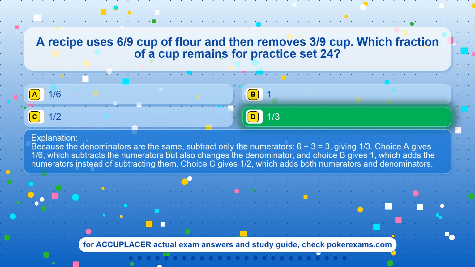Because the denominators are the same, subtract only the numerators. 6 minus 3 equals 3, giving 1/3. Choice A gives 1/6, which subtracts the numerators but also changes the denominator, and choice B gives 1, which adds the numerators instead of subtracting them. Choice C gives 1/2, which adds both numerators and denominators.